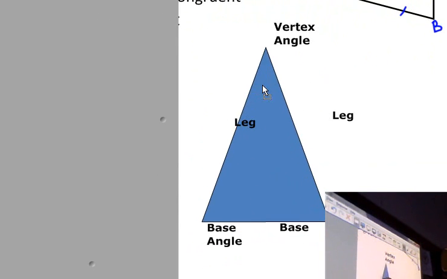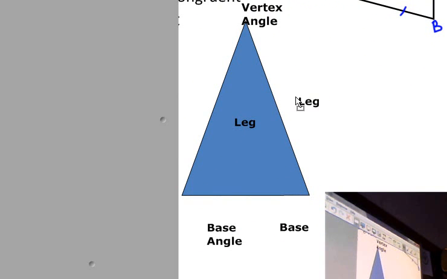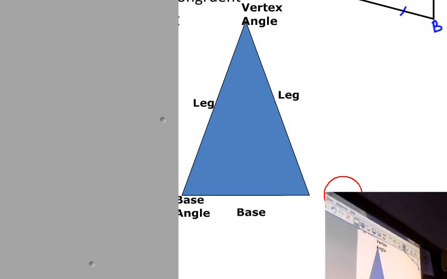Got a vertex angle here. There's a leg, base angle.